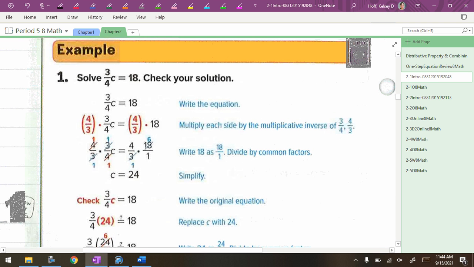So today, when we look at them, you're actually going to do what they show you in example 1. Here's the same exact problem. 3/4c equals 18. And you look at this problem, you say, oh my gosh, my coefficient, or the number in front of my variable, is a fraction. So I need to flip it, also known as the reciprocal, and multiply that number on both sides. Okay? If you have a fraction coefficient, you multiply by the reciprocal. All right, so let's practice this.